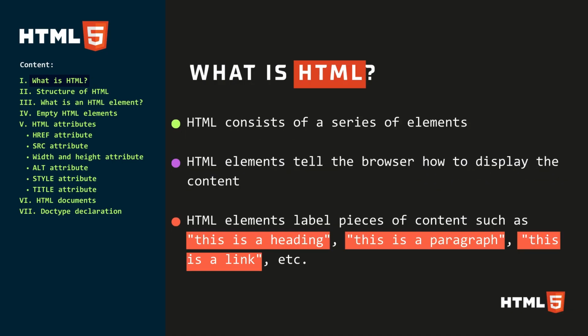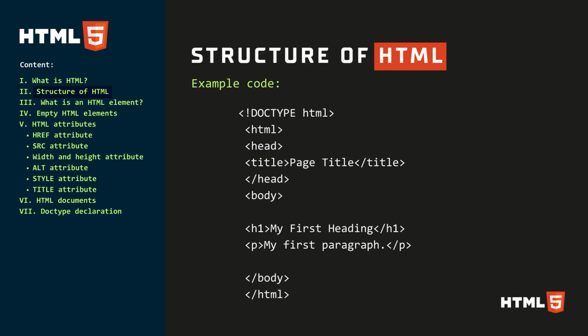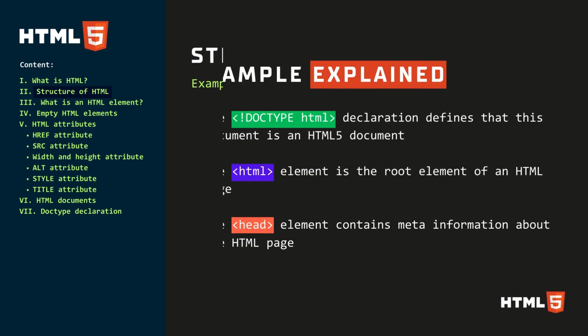HTML consists of a series of elements. HTML elements tell the browser how to display the content. HTML elements label pieces of content such as, this is a heading, this is a paragraph, this is a link, etc. Structure of HTML example code.